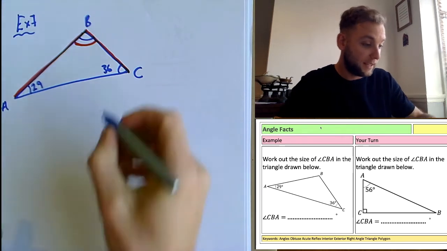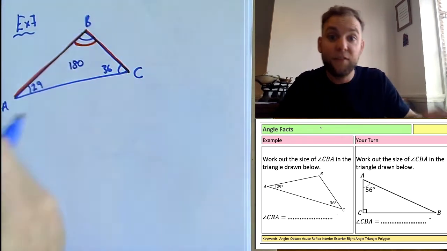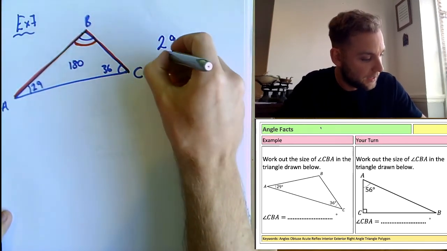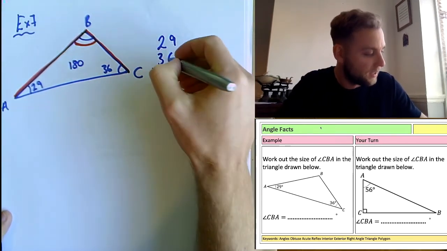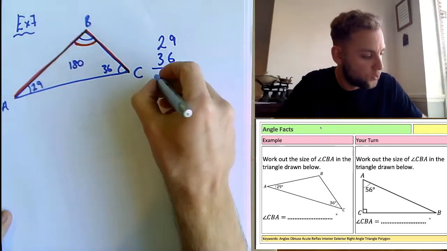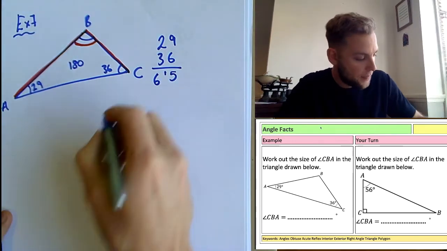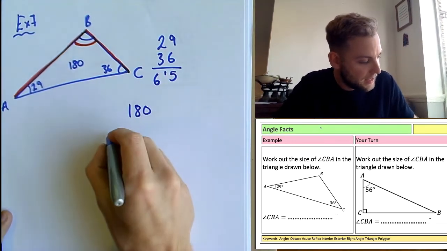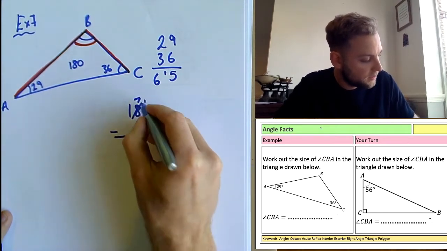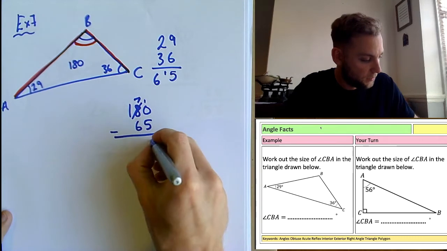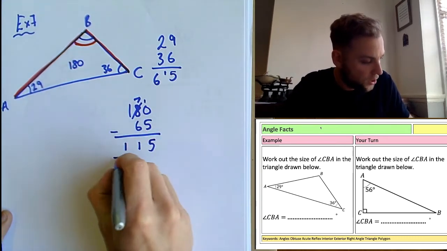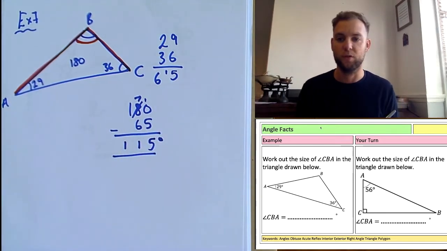So when I'm doing this, I know that all of these sum to 180 from the diagram which I showed you before. So I'm going to add these two together first. So 29 plus 36. 9 plus 6 is equal to 15, carry the 1. 2 plus 3 is 5, plus the 1 is 65. And then 180, take away 65. Can't do that, so 10 take away 5, which is 5. 7 take away 6, which is 1. And 1 take away nothing, it's 1. So I'm left with that angle there, which is equal to 115.